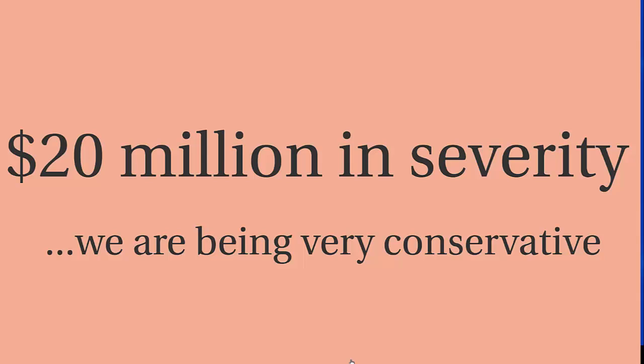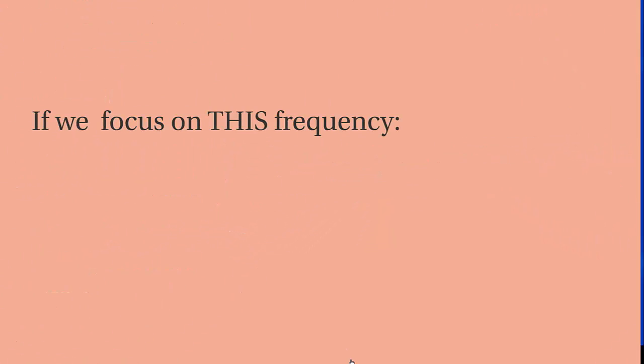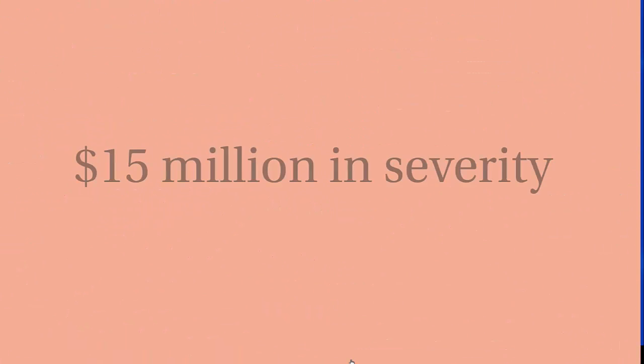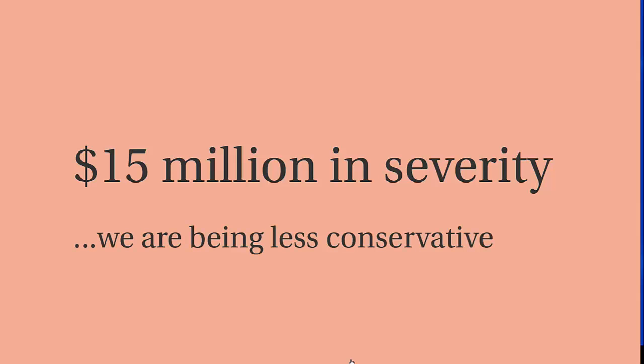In other words, if we're an organization and we're looking at the maximum probable loss and that number comes out to be $20 million, if that's the number we focus on, we're being pretty conservative because we picked the 99% level of certainty. However, if we focus on the 90% probability that the loss won't exceed a certain point, we're being less conservative. So we might look at 15 million in severity. This number is going to be lower because we're not as certain that the loss will not exceed that number. So we're being less conservative.